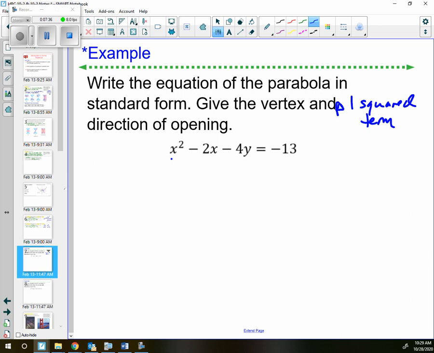So that's the first and most important thing to look at in this general form. How do I know it's a parabola? One square term. Okay, now how do you know if it's a parabola that's horizontal or a parabola that's vertical? Look for which one is not squared.